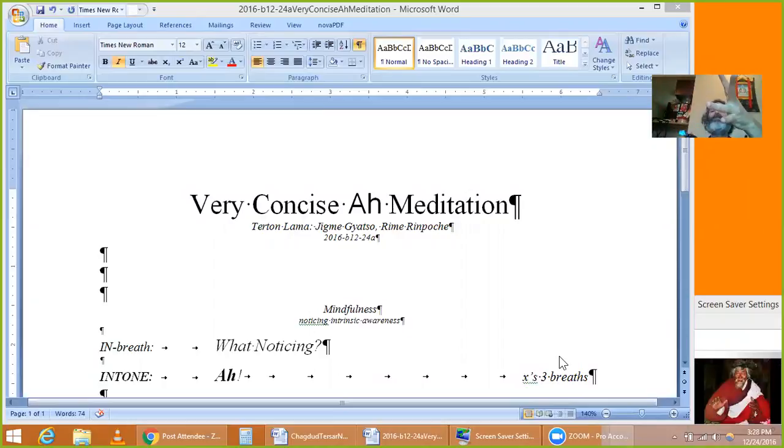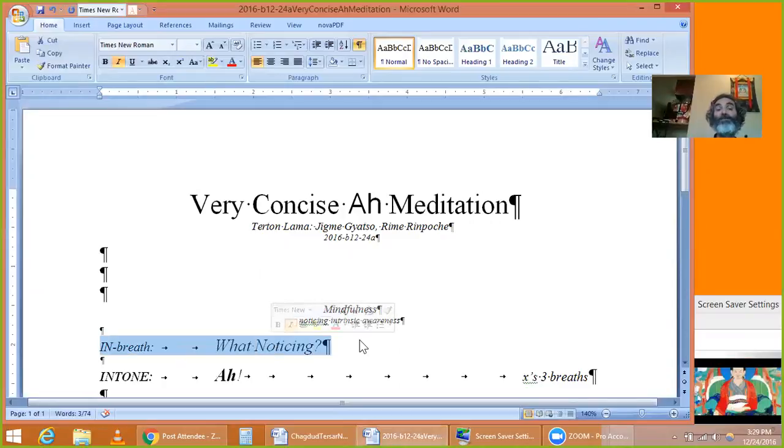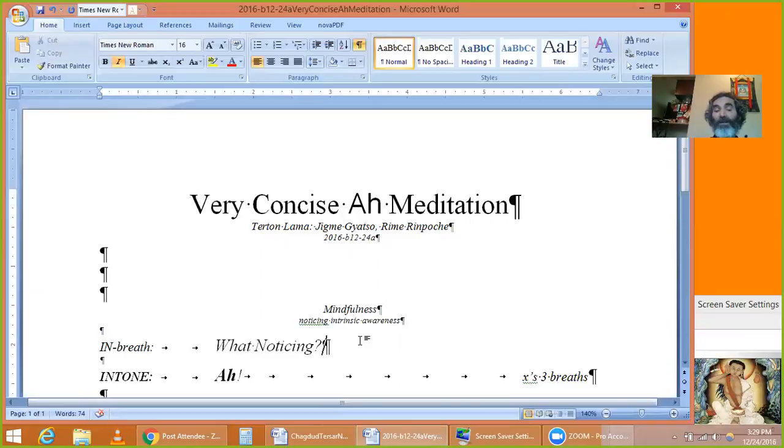Please count your mala upon your left ring finger. Each finger is associated with a different elemental permutation, and it does matter. If you don't have a mala, then simply touch your left ring finger to its thumb. On the in-breath, I would like you to silently and mentally recite the rhetorical question, what noticing? During the out-breath, I would like you to verbally intone the single syllable, ah.